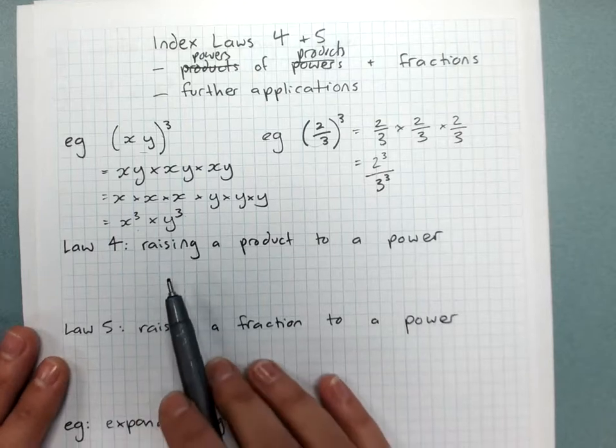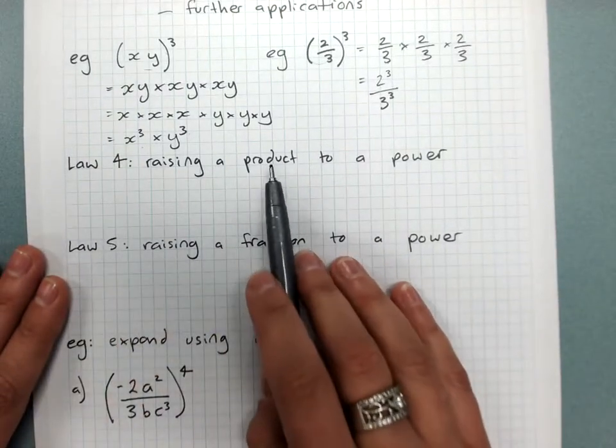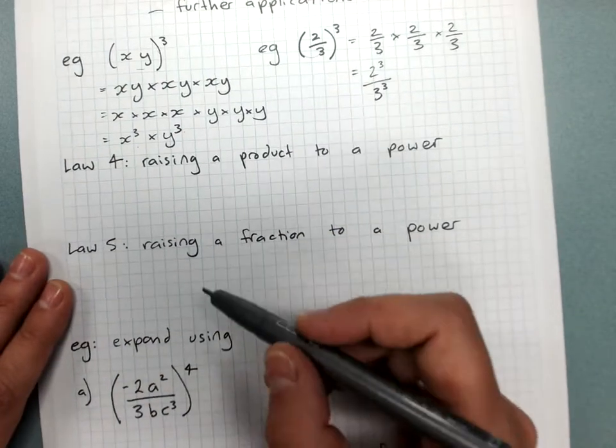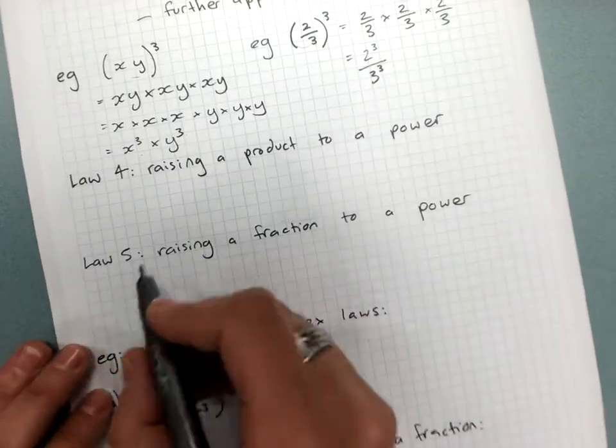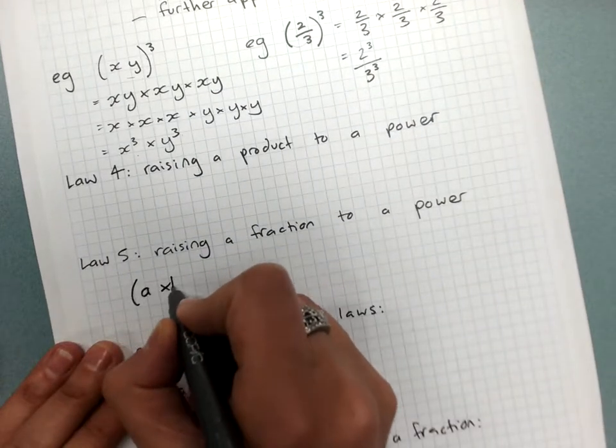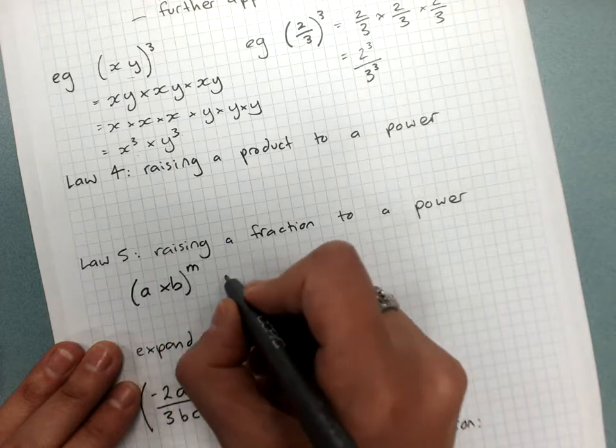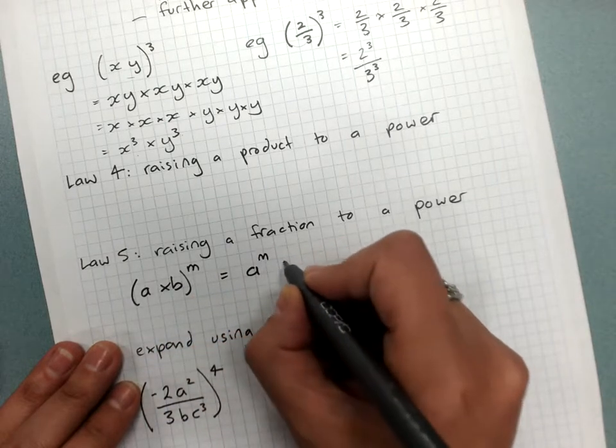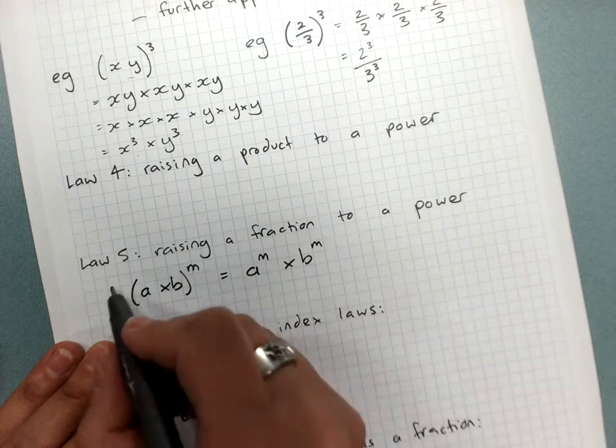So, law 4, raising a product to a power. If I write my product as a times b to the power m, this will be a to the m times b to the m.